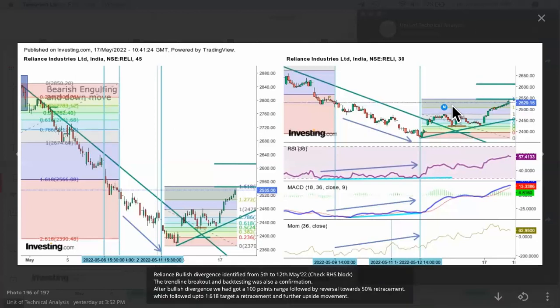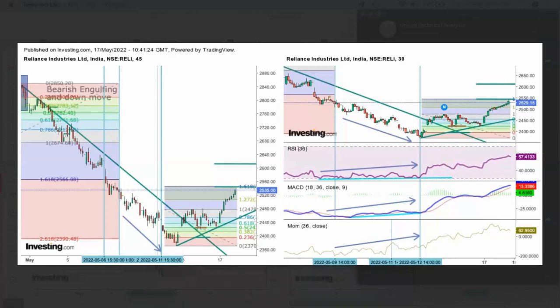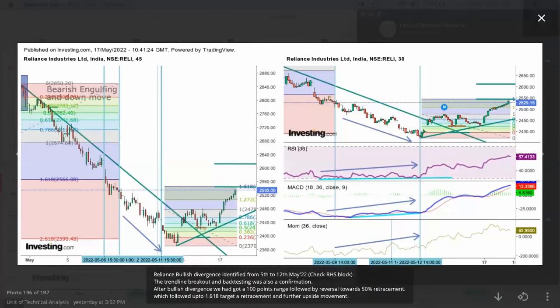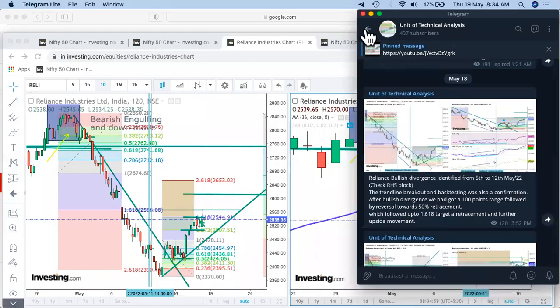So ultimately we had a range being formed. The range was somewhere around 100 points. The market did retrace back, gave a 50% retracement, and after that we can see there was an upside movement in the last 2 days. So how did I trade across with that?